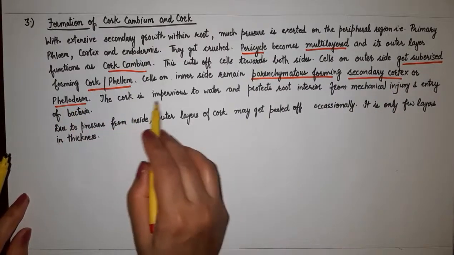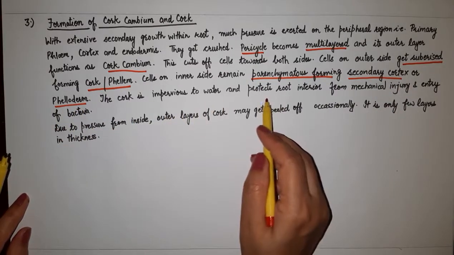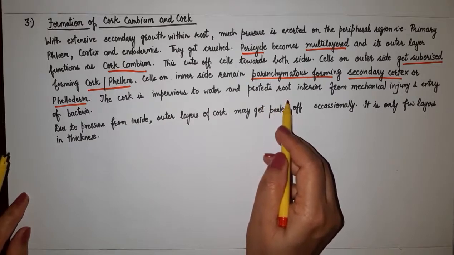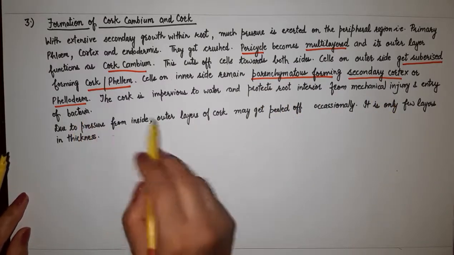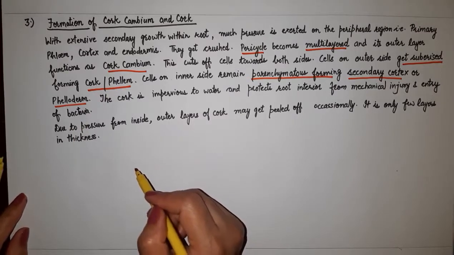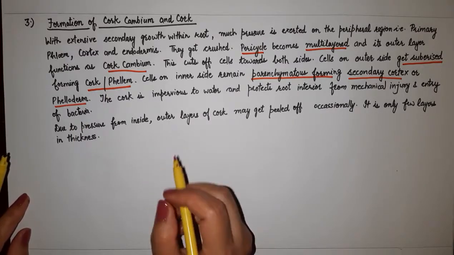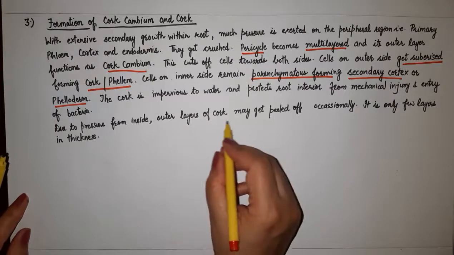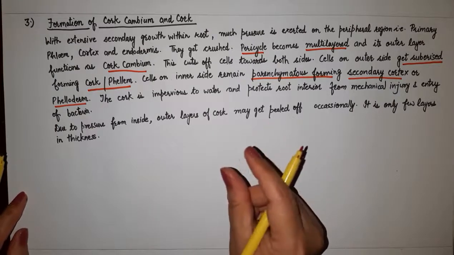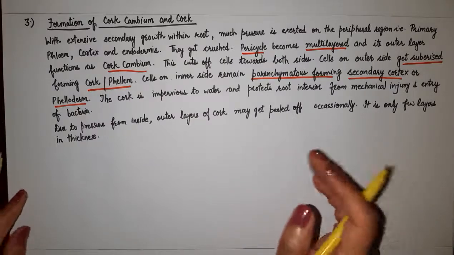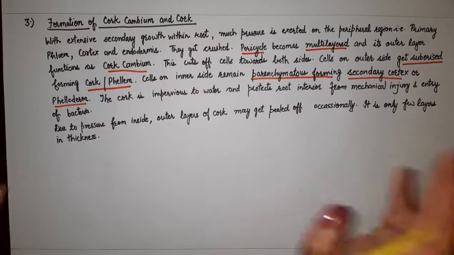The function of cork: it is impervious to water, and its main function is protection of the root from mechanical injury or bacteria. Now, whenever a lot of secondary vascular tissue is added from the root interior, sometimes the pressure is so much that the layers of cork may also get peeled off, and it is only a few layers thick, so easily the outer layers along with the epidermis and all, they get peeled off.